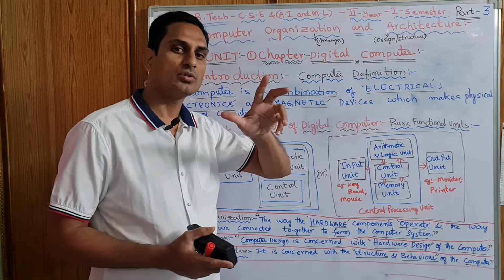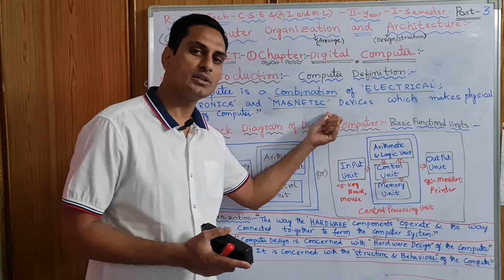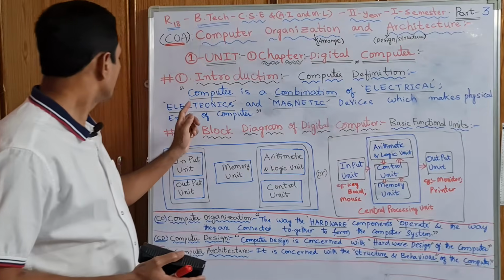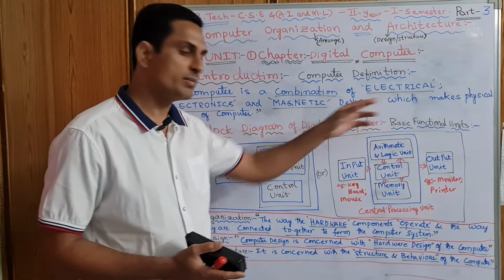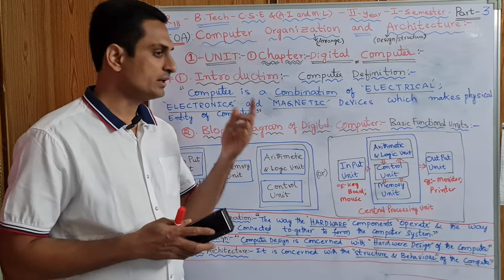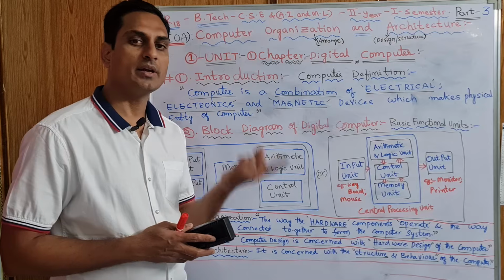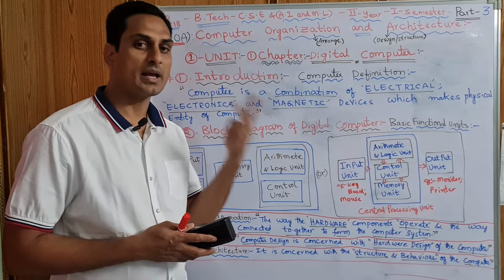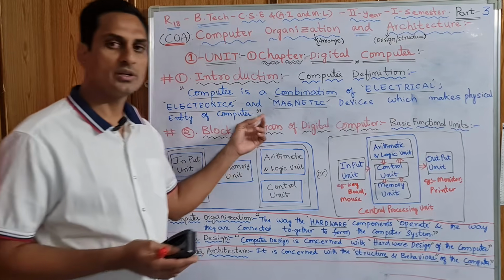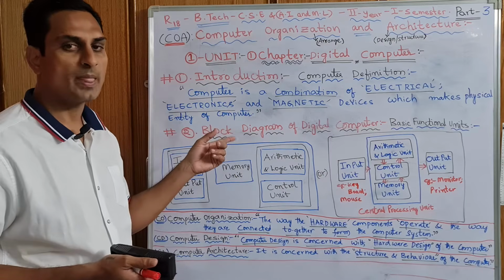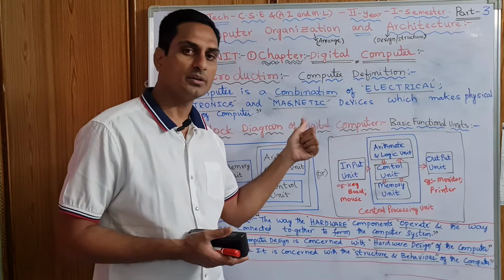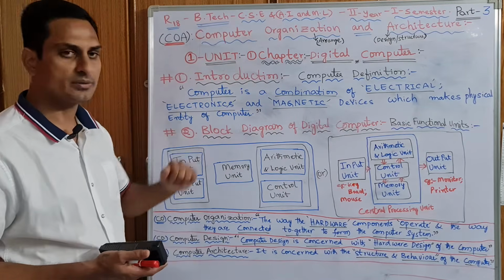Kindly rotate your phone so that you can view this script easily. Computer is a combination of electrical, electronics and magnetic devices which make the physical entity of the computer. If you want to make a whole computer, we have ECE engineers with devices, EEE engineers with devices, and mechanical engineers with motors and machines. If you combine all together, ECE circuits, diodes, gates, which I told you in my previous video, you will get the complete machine, complete computer, right? That is the definition of basic computer.